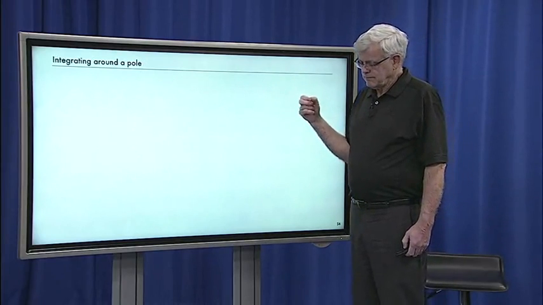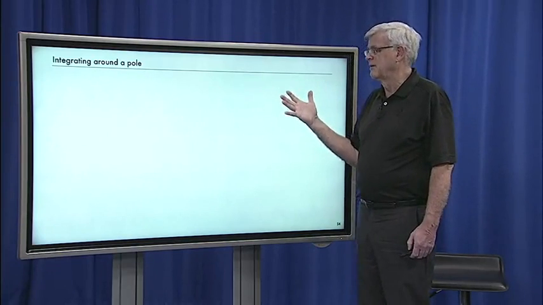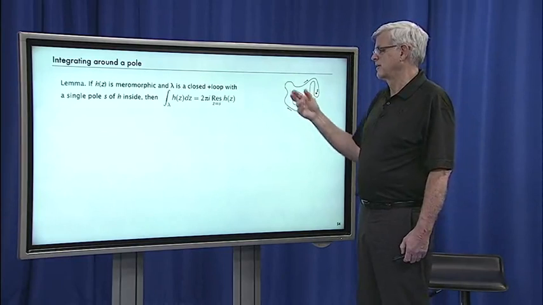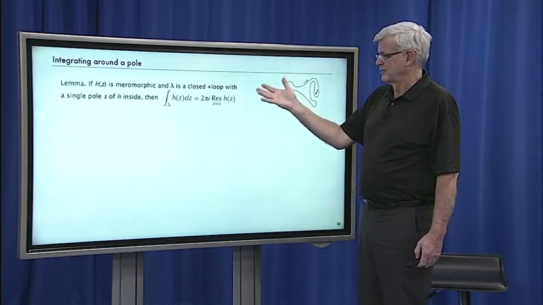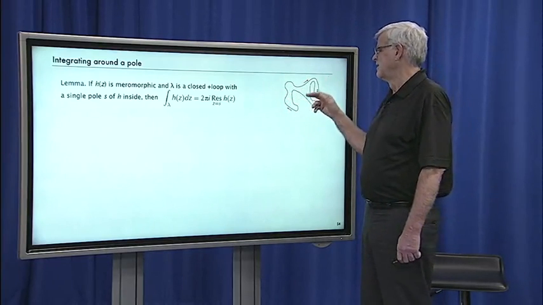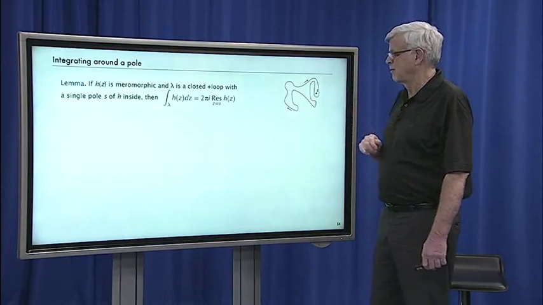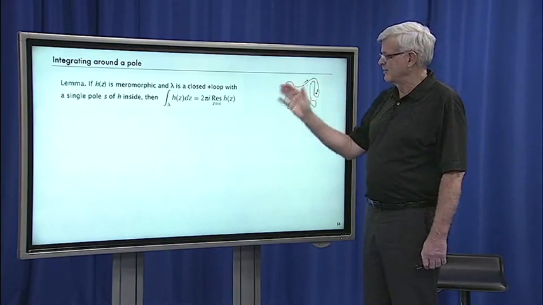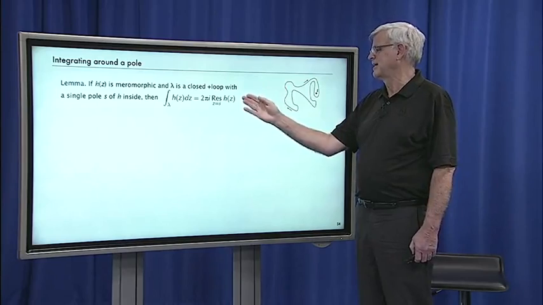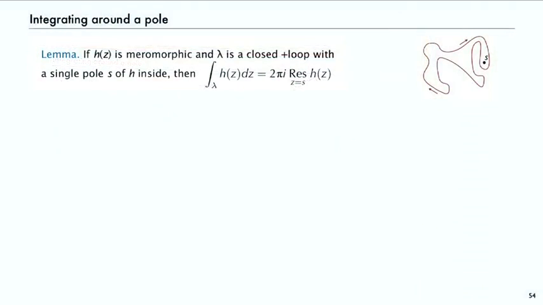Okay, so the first idea is to extend the Cauchy formula to integrate on a curve that goes around a pole. This is a result for a single pole. If you have a meromorphic function and you've got a closed loop within its domain, and there's a single pole inside that loop, then the integral around the loop is 2 pi i times the residue at the pole. That's the coefficient of h to the minus 1. And that's easy to prove from the things that we've seen.